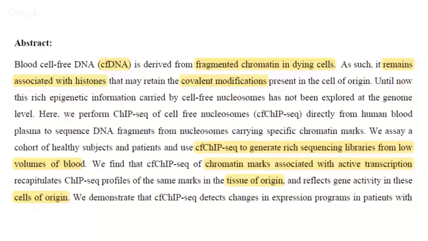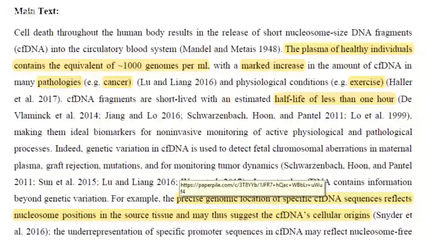So the way they did it was by taking plasma from healthy individuals. And they took about a mil of plasma, which they say contains the equivalent of about 1,000 genomes. So a mil of plasma is really very little. You can get 1 or 2 mils of plasma from 10 mils of blood, and 10 mils of blood is the size of a lipstick. It's not that much blood. And in that amount of blood, there's about 1,000 genomes worth of cell-free DNA.